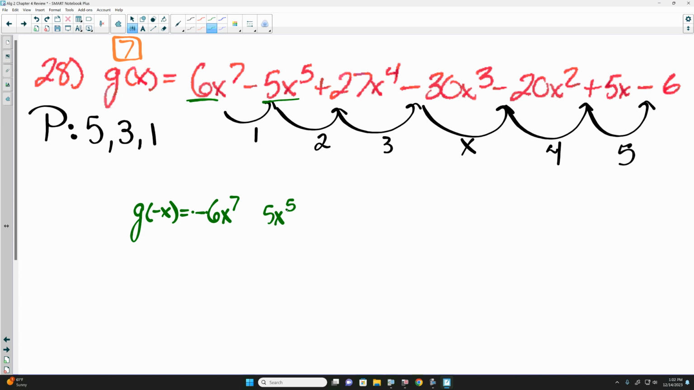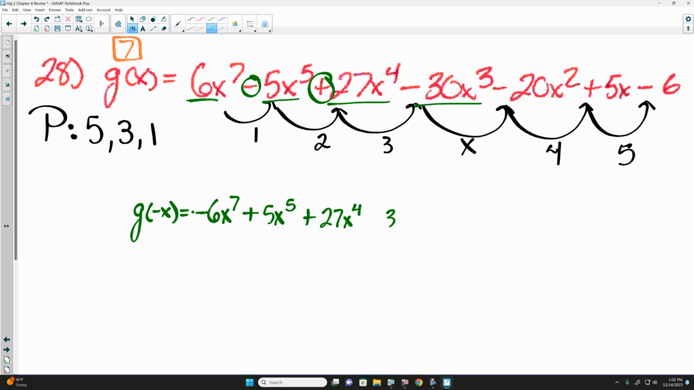The next one is 5x to the 5th. Is the exponent even or odd? Odd, so we change the sign. It was negative, it's now positive. Let's look at the next term. 27x to the 4th. Is the 4th power even or odd? Even, so it stays the same. Since it was positive, it is still positive.